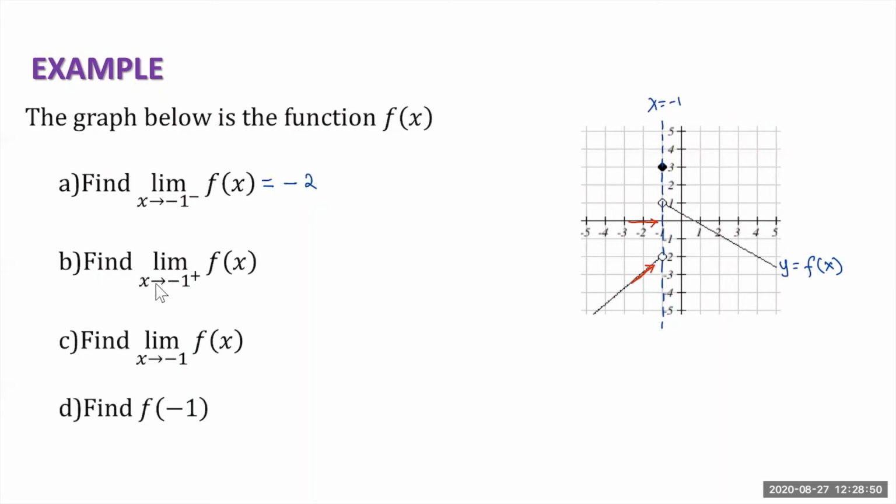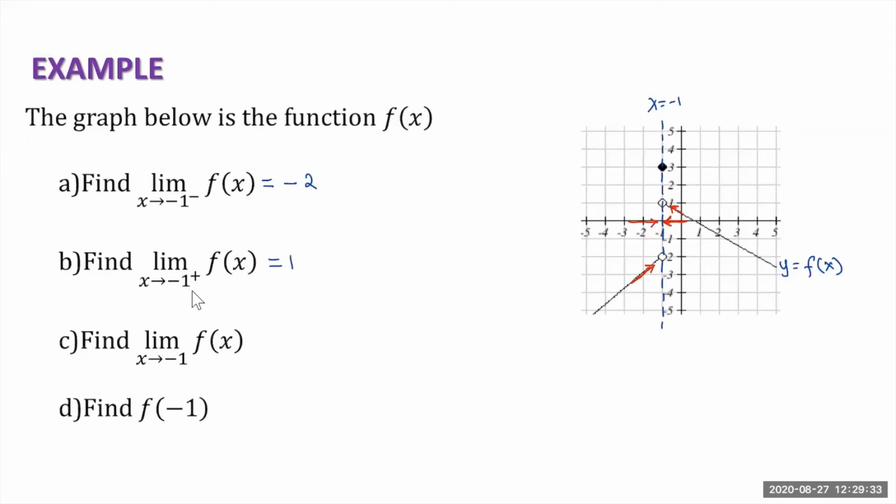Now look at B. In B, we have to find the limit as x approaches -1 from the right. This is your -1, but from the right. And here is the function. When x approaches -1, the function is increasing and getting closer and closer to this y value. If you look at this y value here, that is 1. So the right-hand limit is equal to 1.